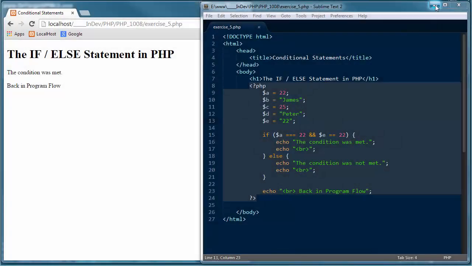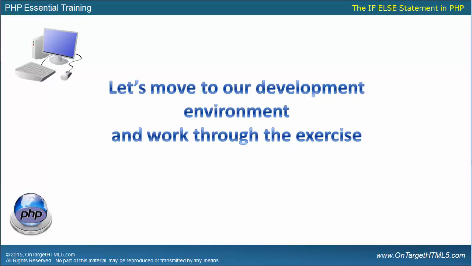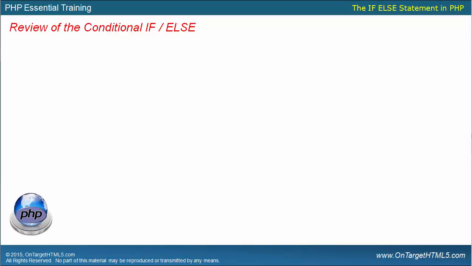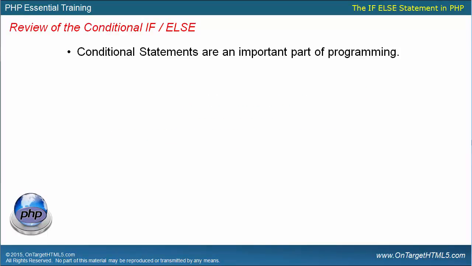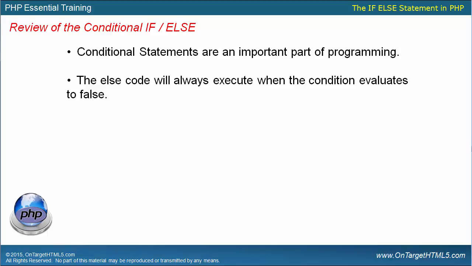All right, so let's drop out of the development environment and go back into our presentation for a quick review of what we've covered. Inside this tutorial, we looked at the conditional if-else statement. Conditional statements are an important part of programming. We discussed that with the if statement, the key takeaway is that the else code will always execute when the condition evaluates to false. So whatever we've put inside the parentheses for that if statement, if it evaluates false, we're always going to execute the code that's in the else statement. In other words, everything that's in the curly braces after else.